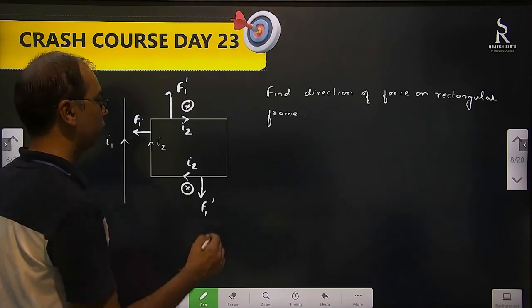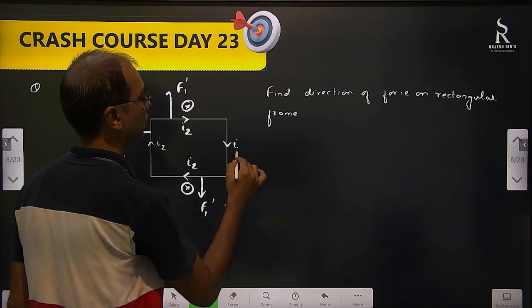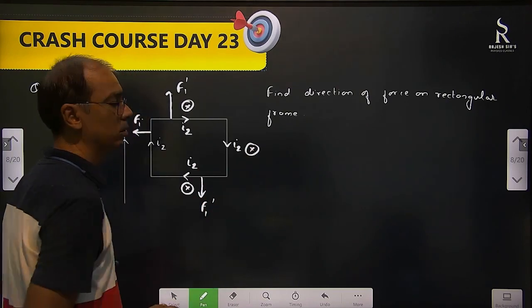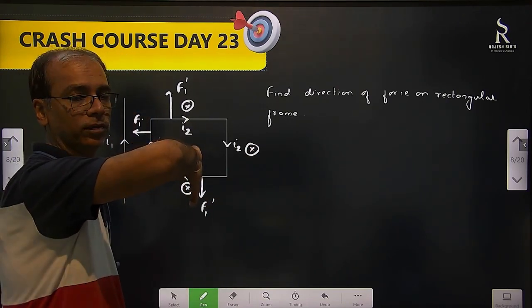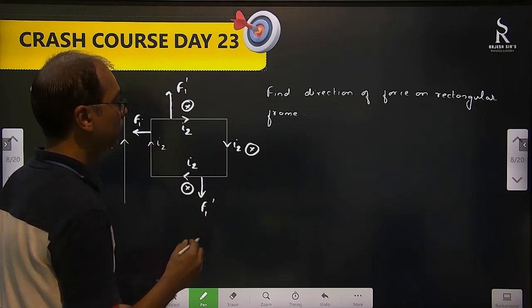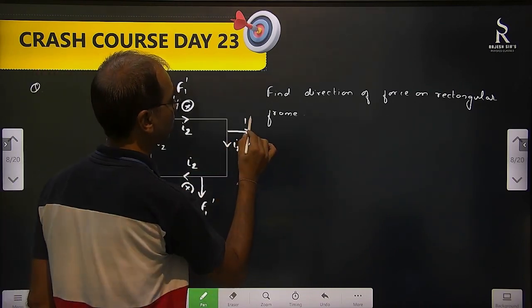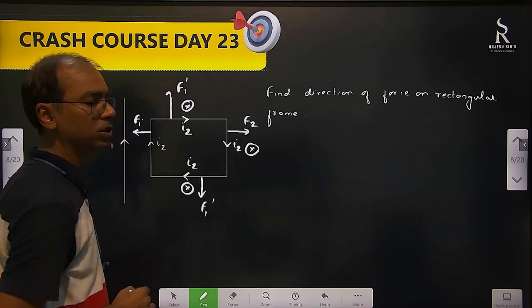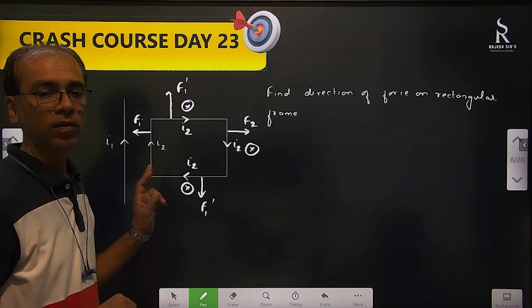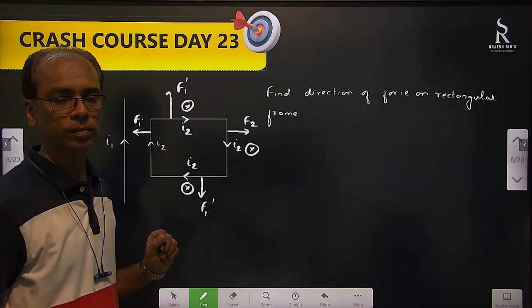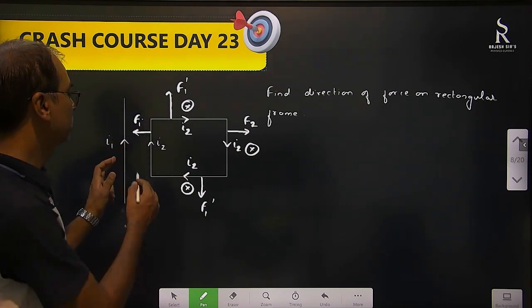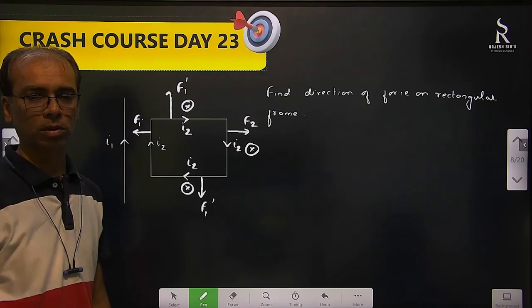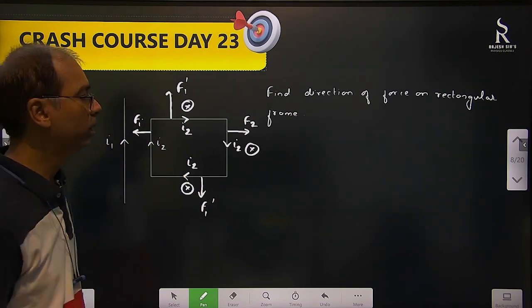Here also force is there. Where is the magnetic field? Inside. So on this one, where is the magnetic force? Current is down, magnetic field is inside, force is this side. So here force is this way. Now, are F1 and F2 going to cancel each other? Sir, no. F1 is greater than F2, because here the separation between the two wires is less, whereas here the separation between the two wires is more. Because of that, the F2 value will be less than F1.